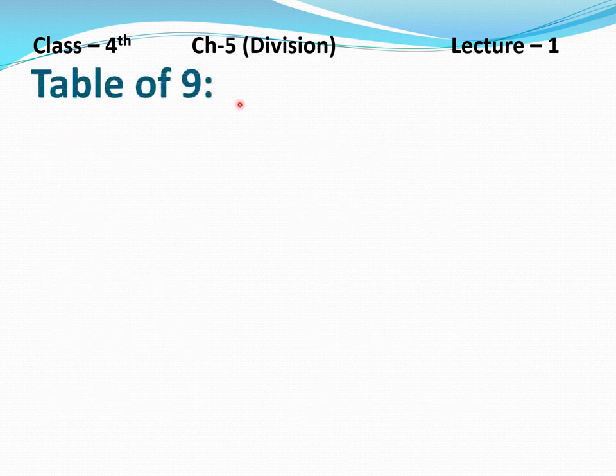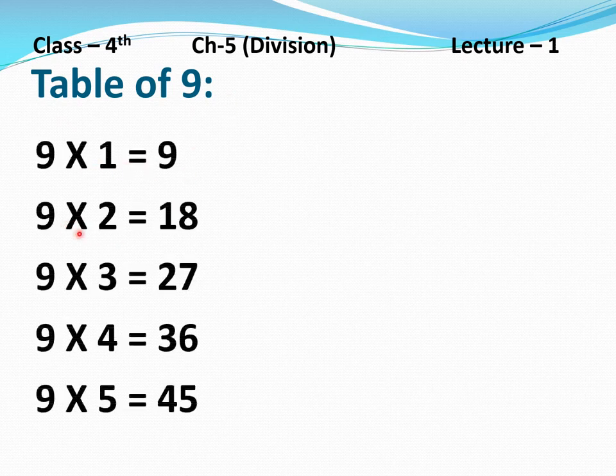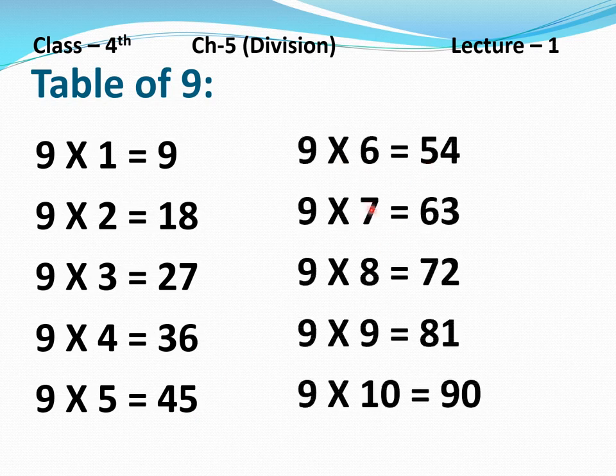Now table of 9. Speak with me. 9 ones are 9, 9 twos are 18, 9 threes are 27, 9 fours are 36, 9 fives are 45, 9 sixes are 54, 9 sevens are 63, 9 eights are 72, 9 nines are 81, 9 tens are 90.